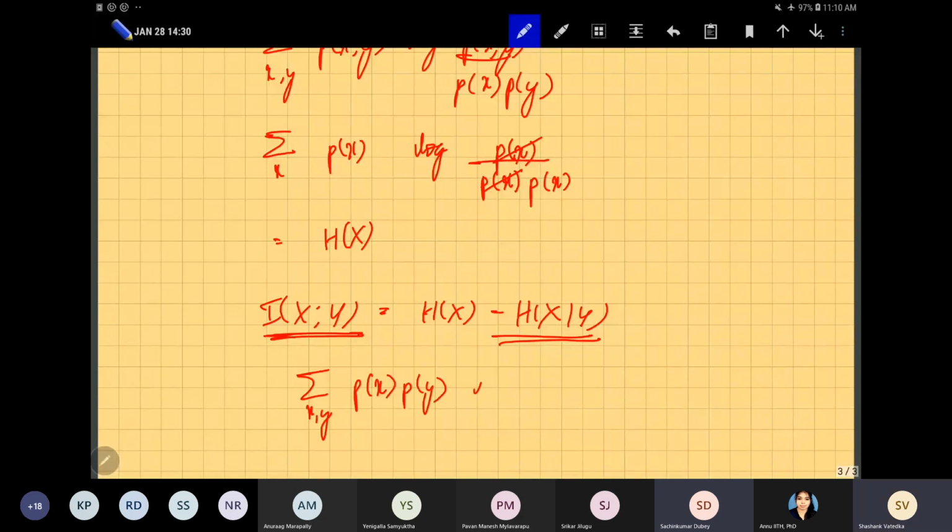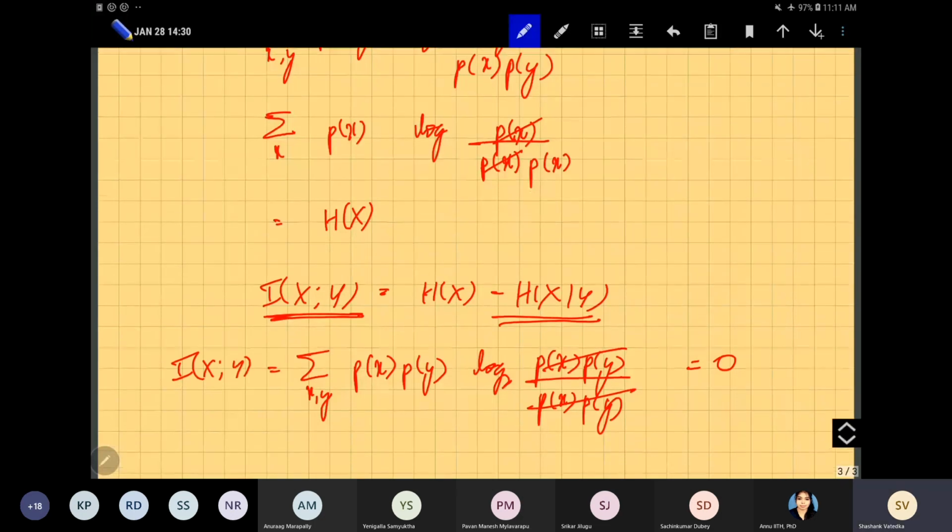So the sum of P of x P of y log of P of xy divided by P of x P of y, which is P of x P of y divided by P of x P of y. So these two get cancelled. So it's log 1, which is 0. So the mutual information is equal to 0.